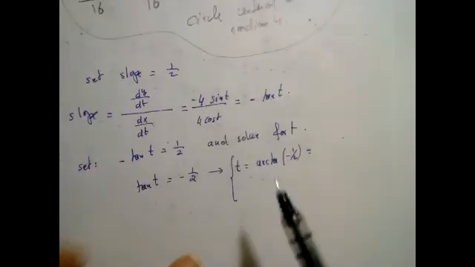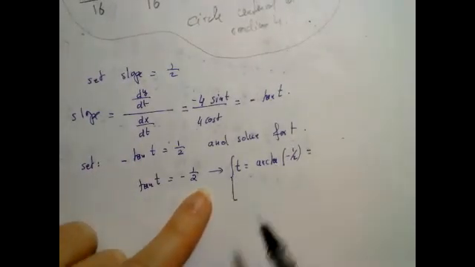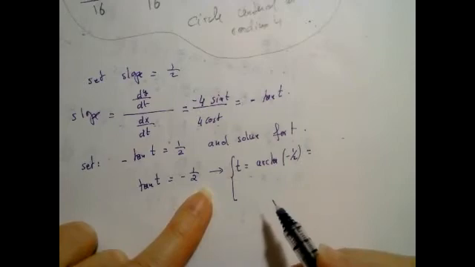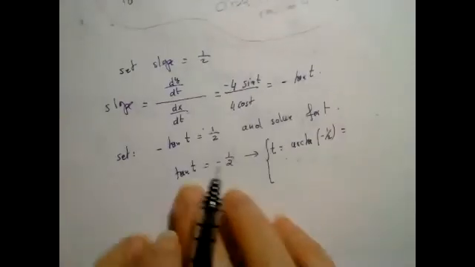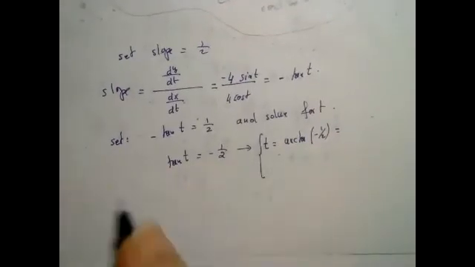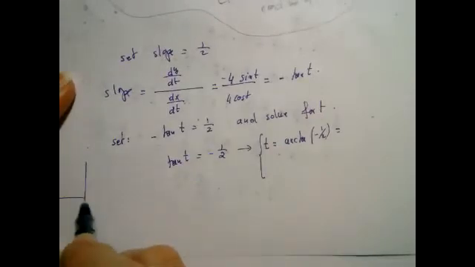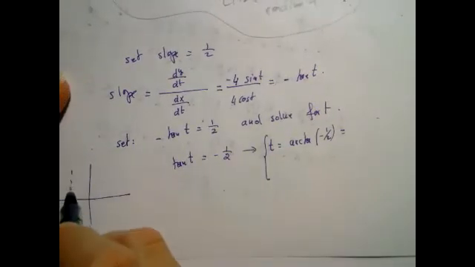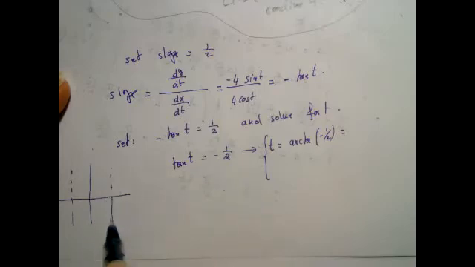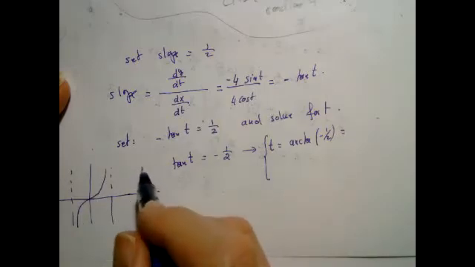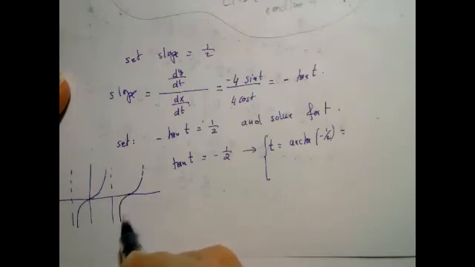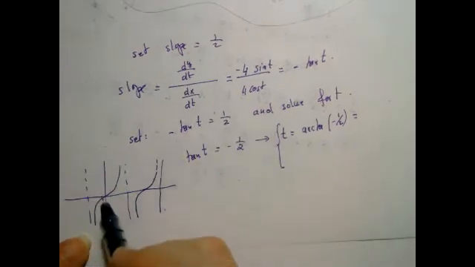And now let's go back. What did we get here? We get t to be arctangent of minus 1/2. That's correct. But now, how many angles have the same tangent? Remember that the tangent function is periodic. It means it repeats itself every pi. So every pi, it repeats itself. So that's the tangent graph.